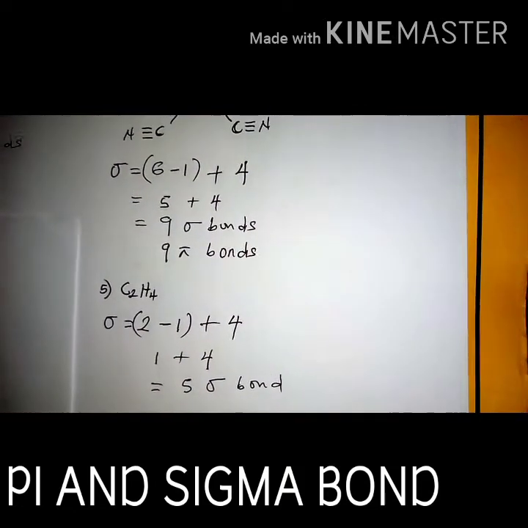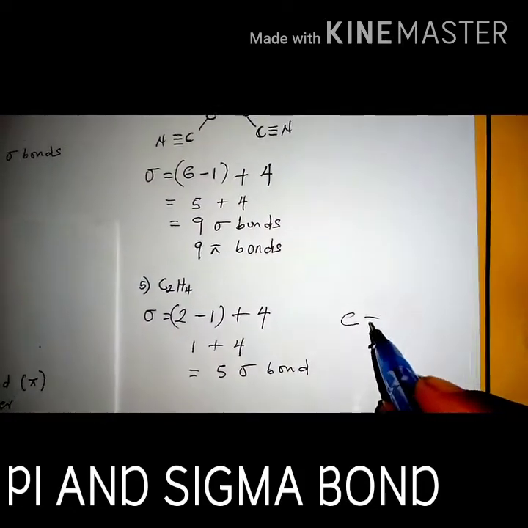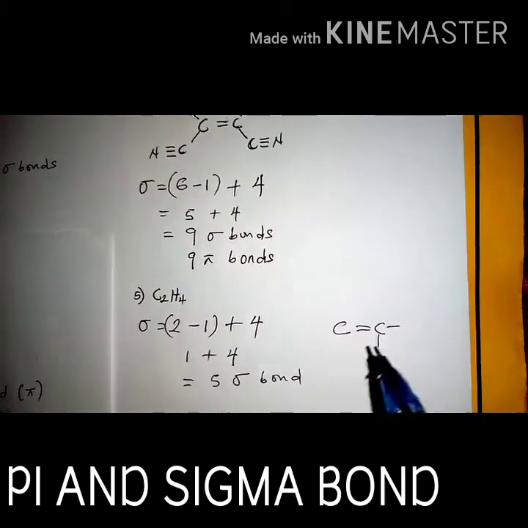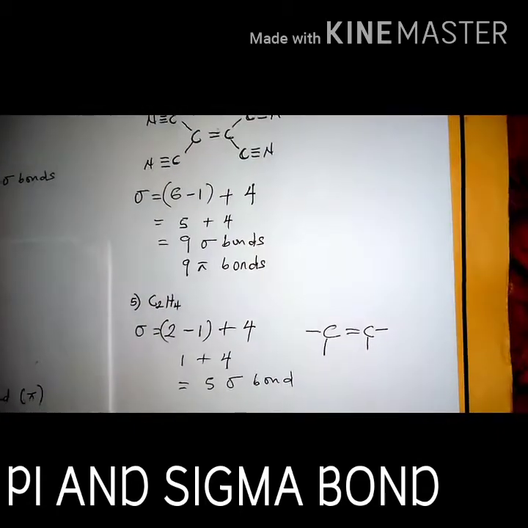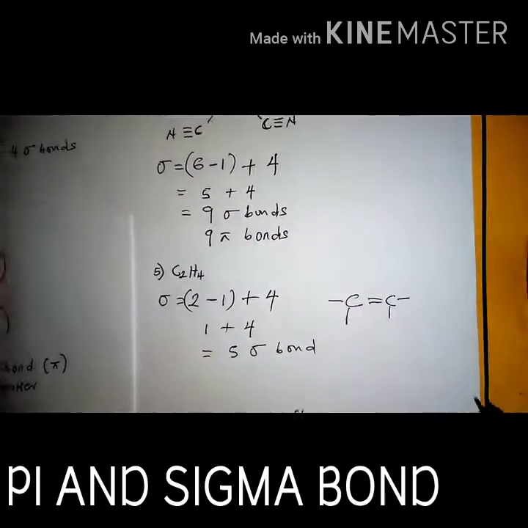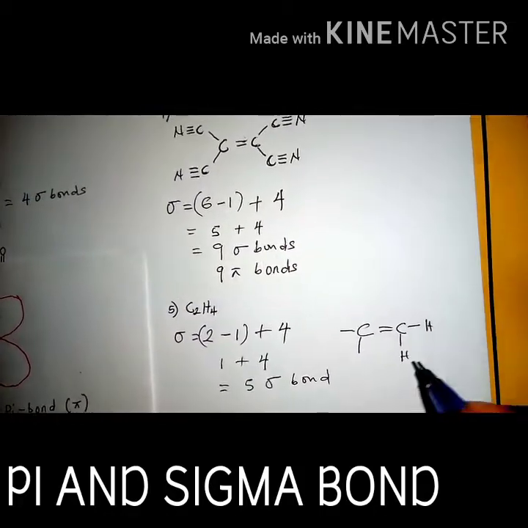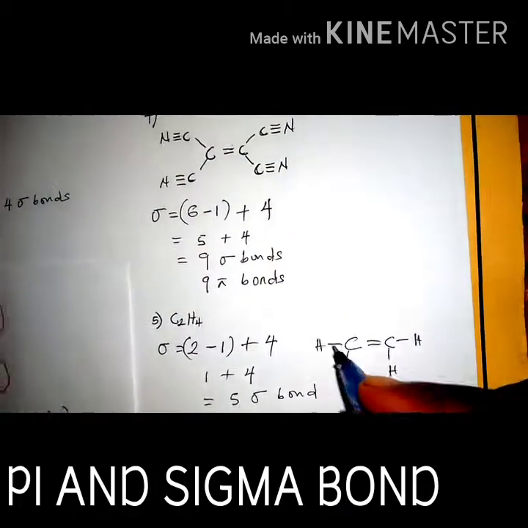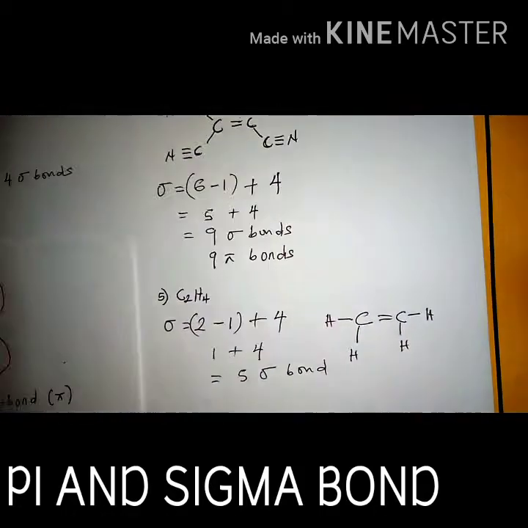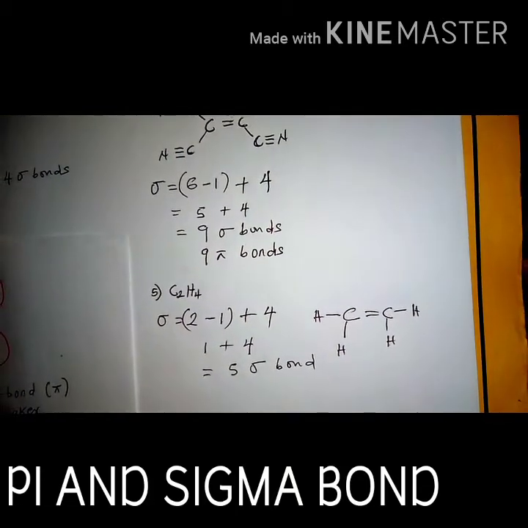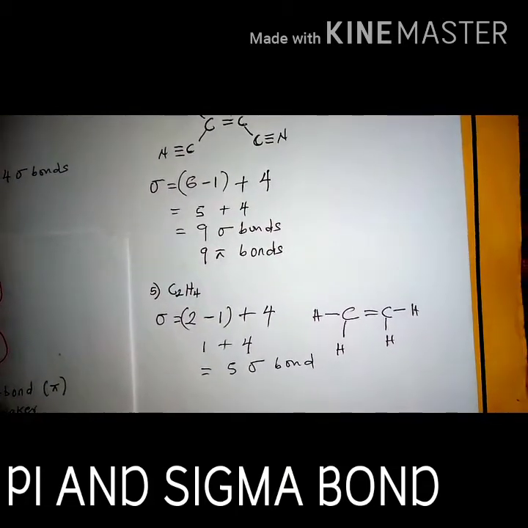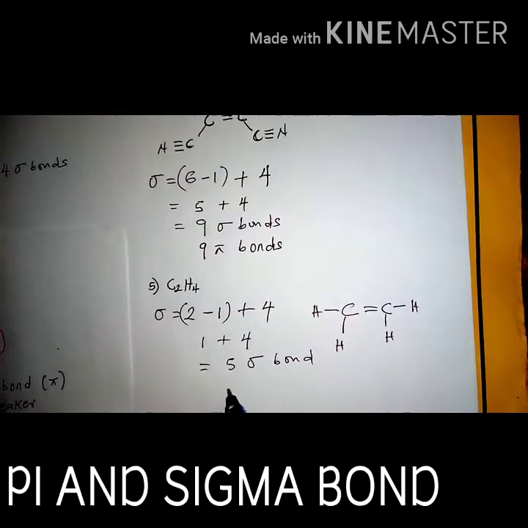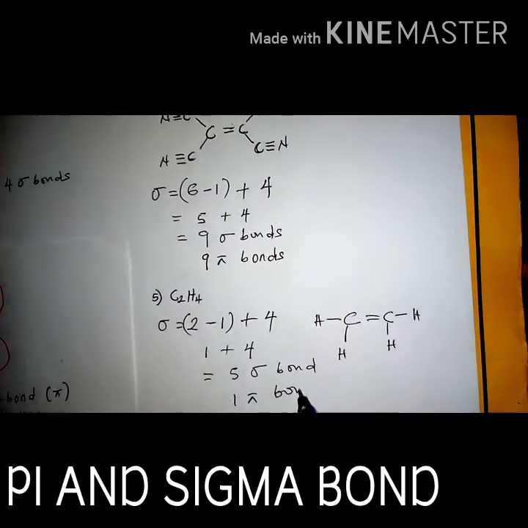Now if I should open ethene like this, this is my ethene molecule. Now if you check in between the 2 carbon atoms, I have a double bond. So we should have what? 1 pi bond and 1 sigma bond there. So automatically now I have 1 pi bond.